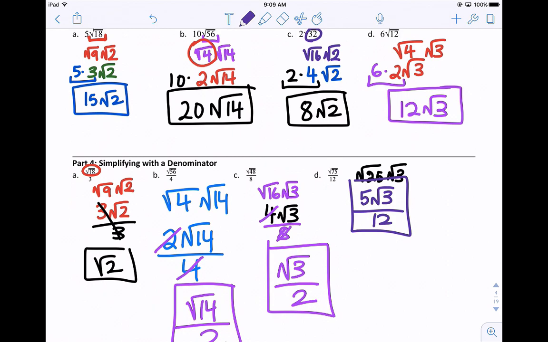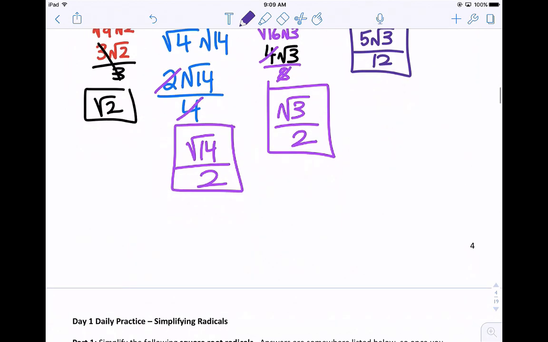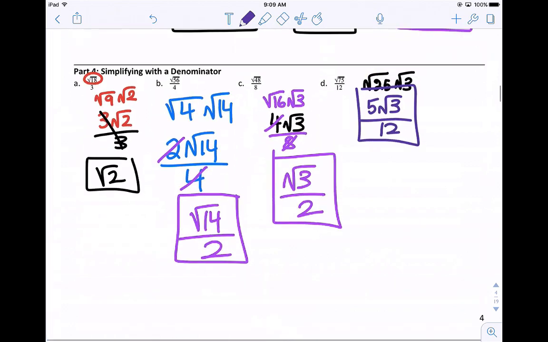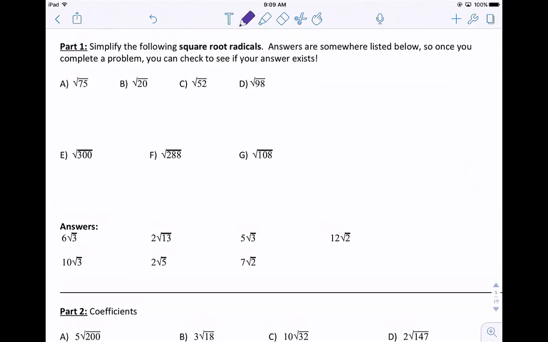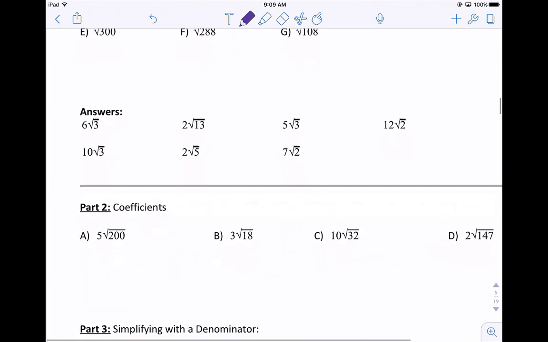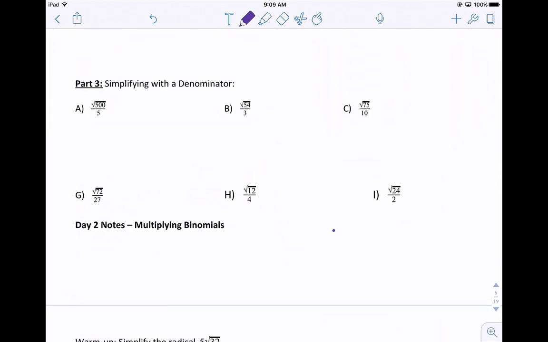Okay, so we've practiced simplifying radicals with numbers outside, numbers on the bottom, no numbers on the outside. So your practice, the first part, all the answers are on the bottom. You just got to match them up, and then you have some more to try.